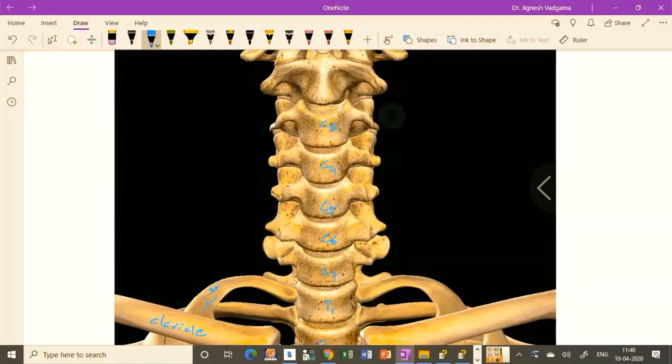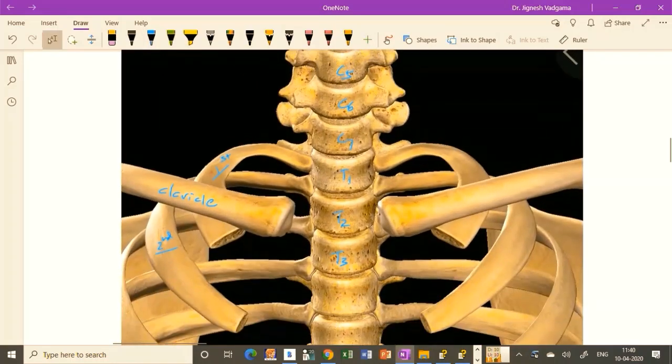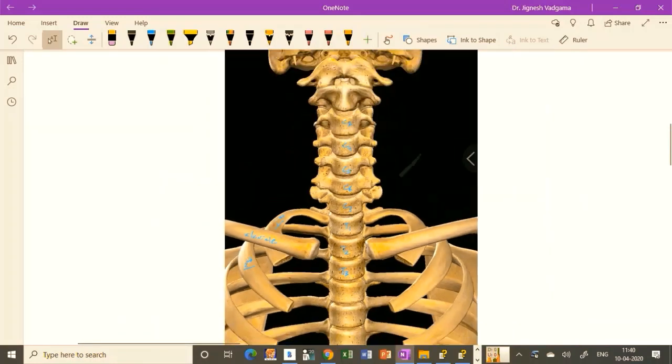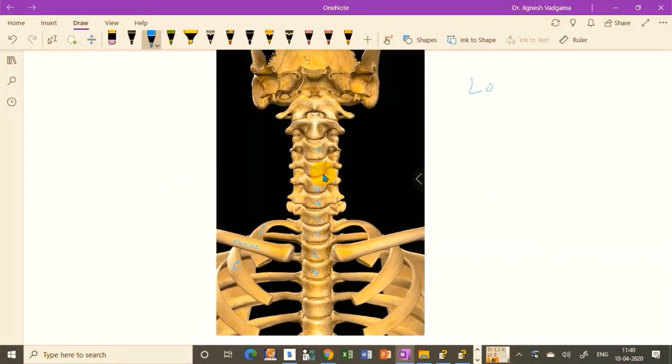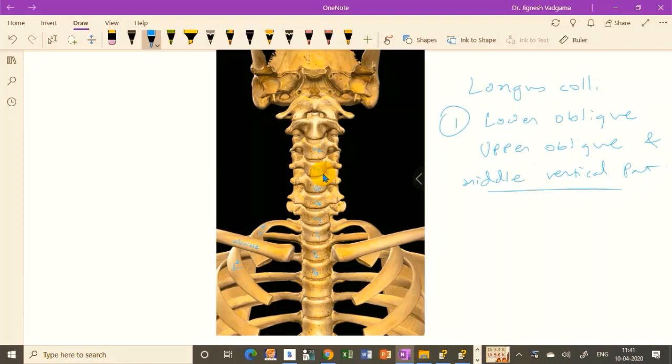So this longus colli has three parts. The lower part is oblique in nature. So longus colli has three parts. The first, lower part, that is the lower oblique, the upper oblique part, and the middle vertical part. So let's see the attachment of these three parts one by one.